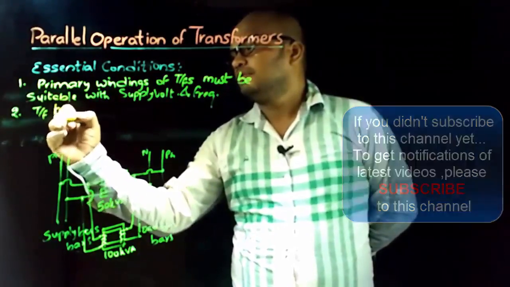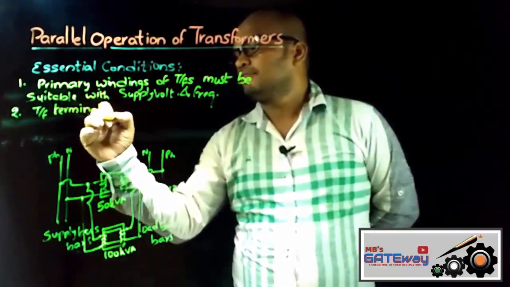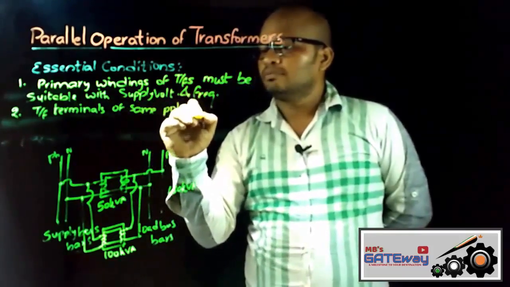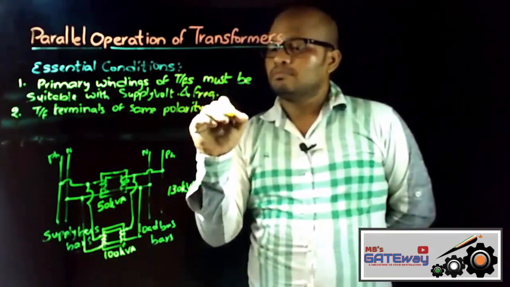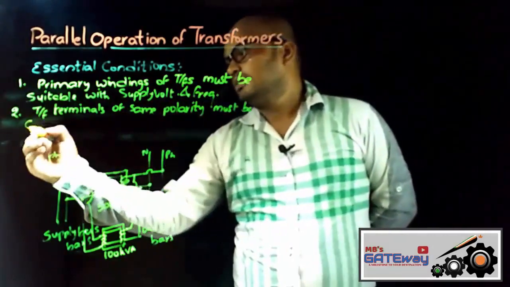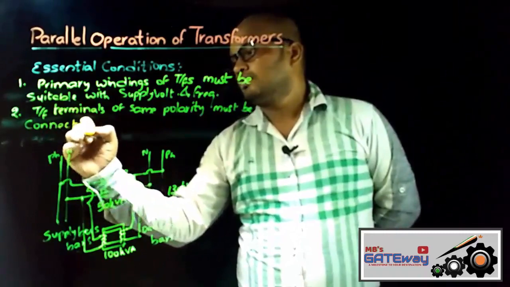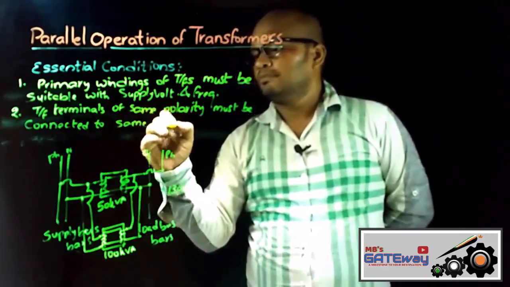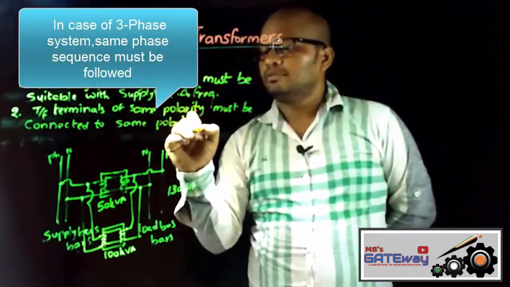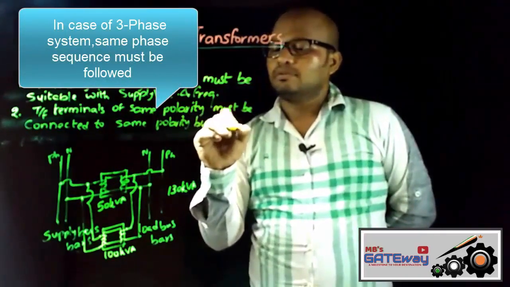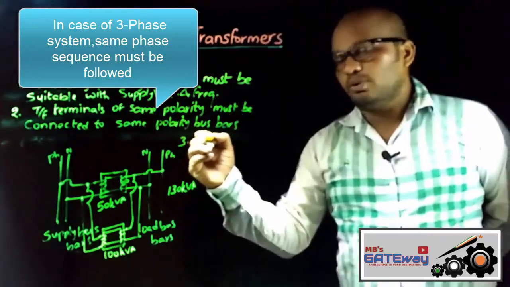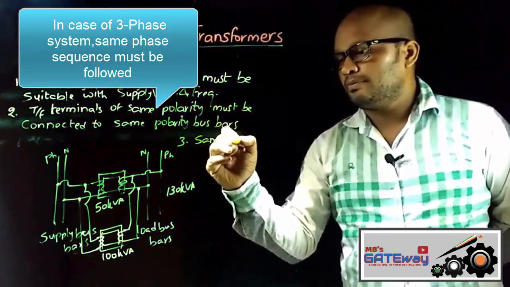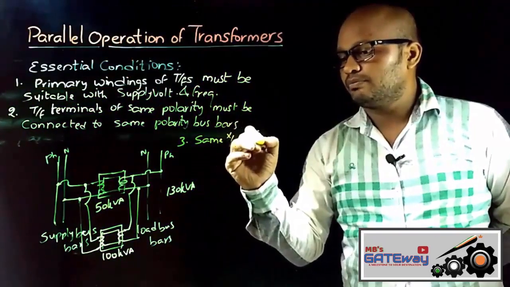And the second essential condition is transformer terminals of same polarity must be connected to same polarity bus bars. And the third important condition is transformers must have same X/R ratio.